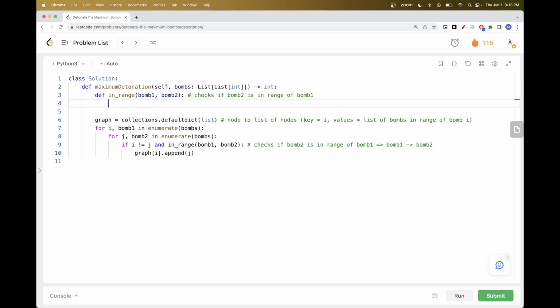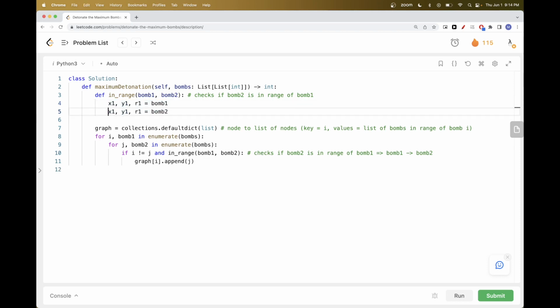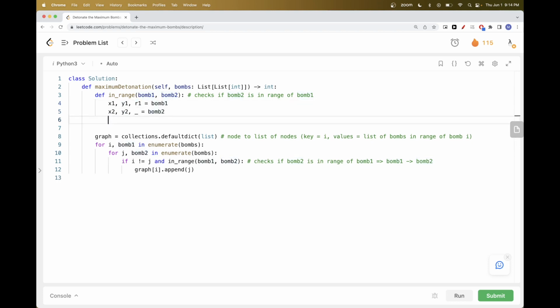And so what do we need to do? First we need to get the coordinates, right? Because those are what we need of BAM1. And then we need a similar thing for BAM2. But remember, for BAM2, we only needed the coordinates. We didn't need the radius, right? Because we only check that the distance between this coordinate and this coordinate is smaller or equal to this radius, right? And so we just return exactly that.